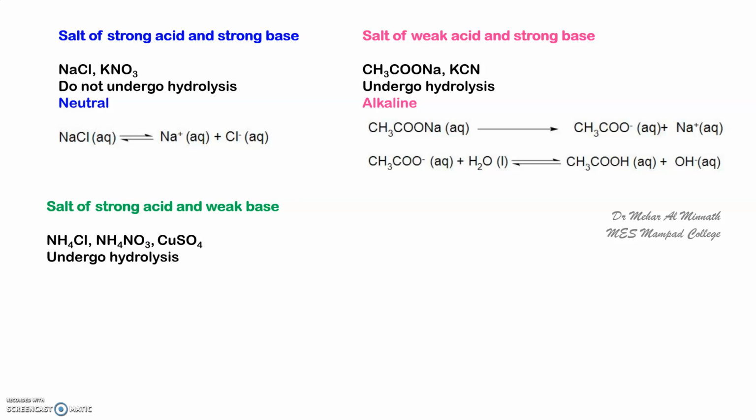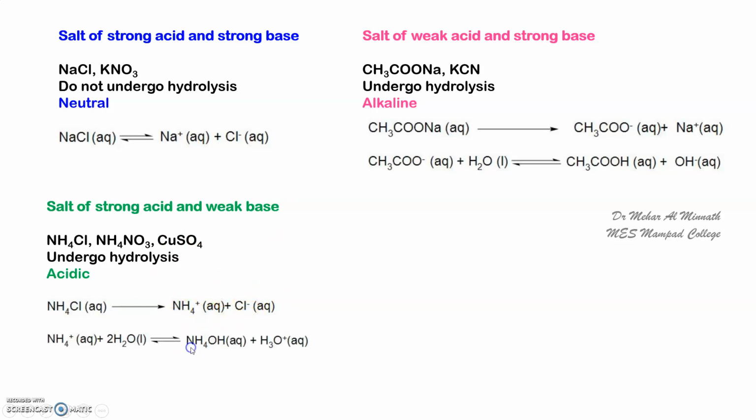Now the solution which we get from a salt of strong acid and weak base would be acidic. How is that? Take the example of ammonium chloride. Ammonium chloride dissociates to ammonium ion and chloride ion. And the ammonium ion will interact with water to form ammonium hydroxide and H3O+. So H3O+ ions are generated. So the solution becomes acidic in nature. The pH will be below 7.